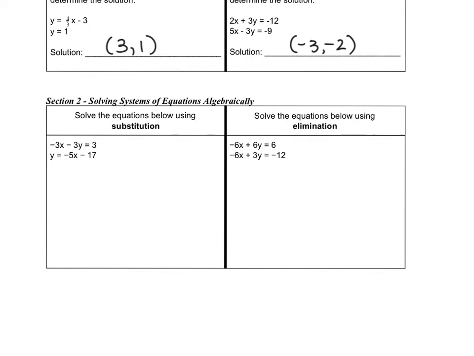So our first system of equations is -3x minus 3y equals 3 and y equals -5x minus 17. Now this equation is set up for substitution because one of our variables is already isolated. We have that y equals -5x minus 17. So what I'm going to do is plug that in for y in our other equation. So -3x minus 3 times -5x minus 17 equals 3.